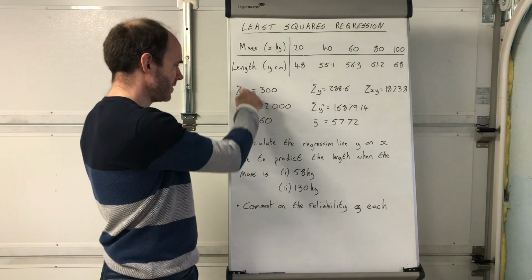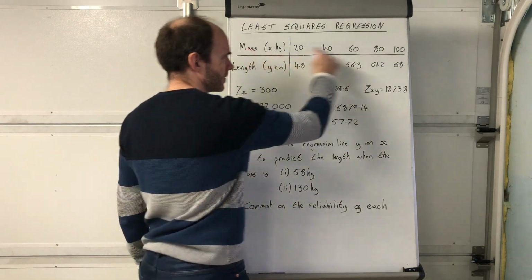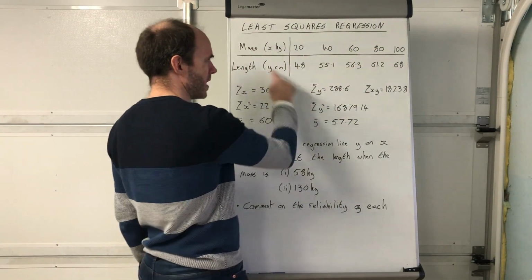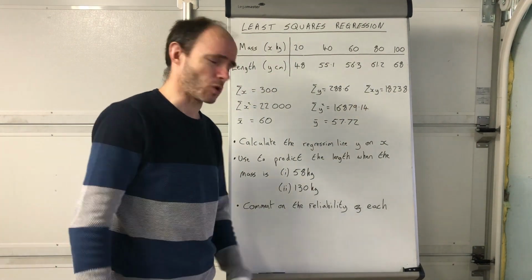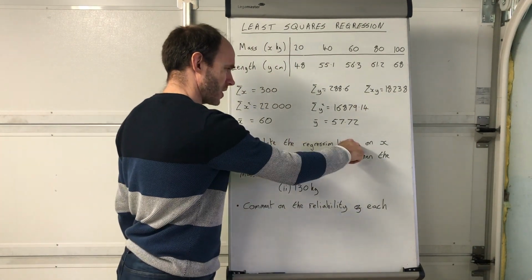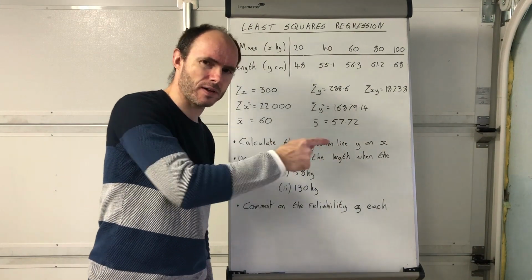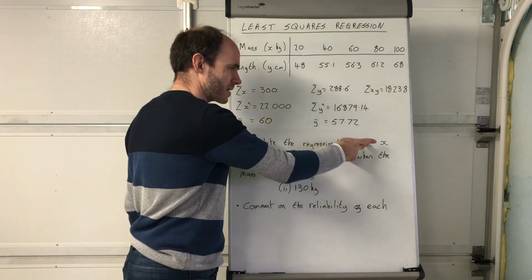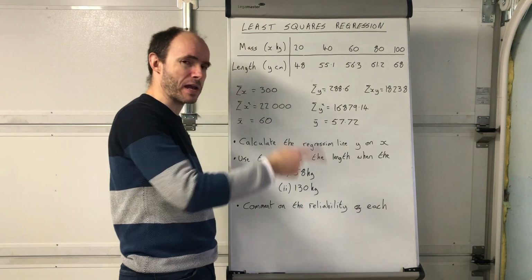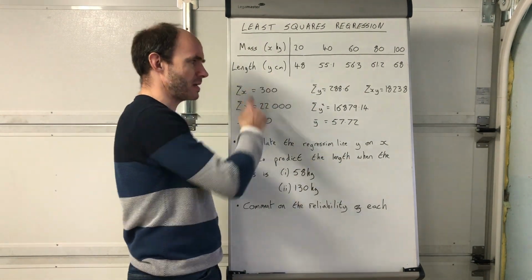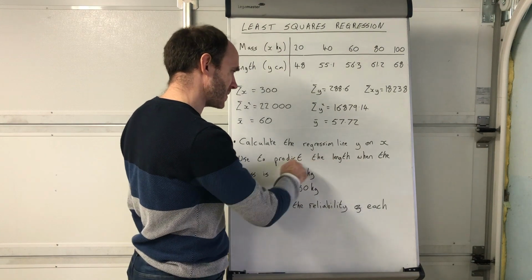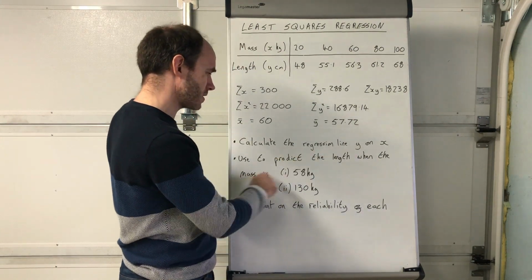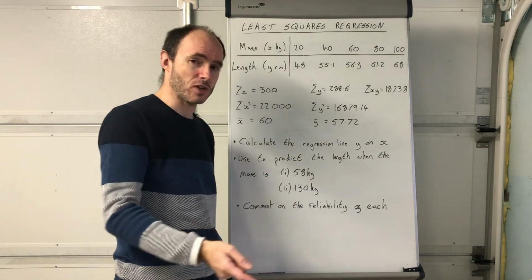You've got to be able to interpret everything and know what to use and what not to use. So you're given these for the x variables and these for the y variables, and you're given sigma x, y as well. Here's the actual question. Calculate the regression line y on x. It's normally called y on x when x is the independent variable and y is the dependent variable. And then use this regression line to predict the length when the mass is 58 kilograms or 130 kilograms.